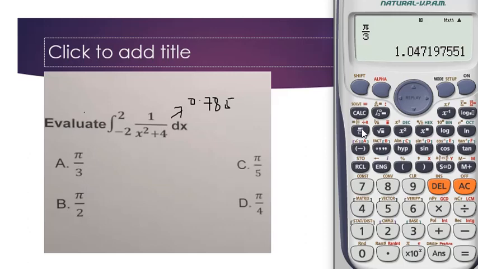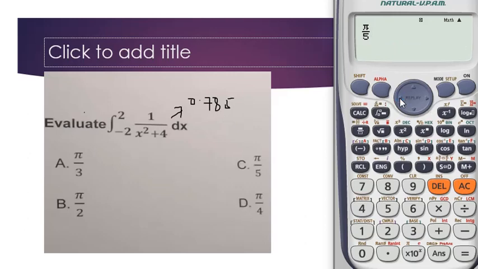Let's move on to pi on 2. Pi on 2 gives us 1.57, which is also not the same as 0.785, so B is not the answer. Let's proceed to C. Here you could see that C is 0.628, which is also not equal to 0.785, so we move on to D.